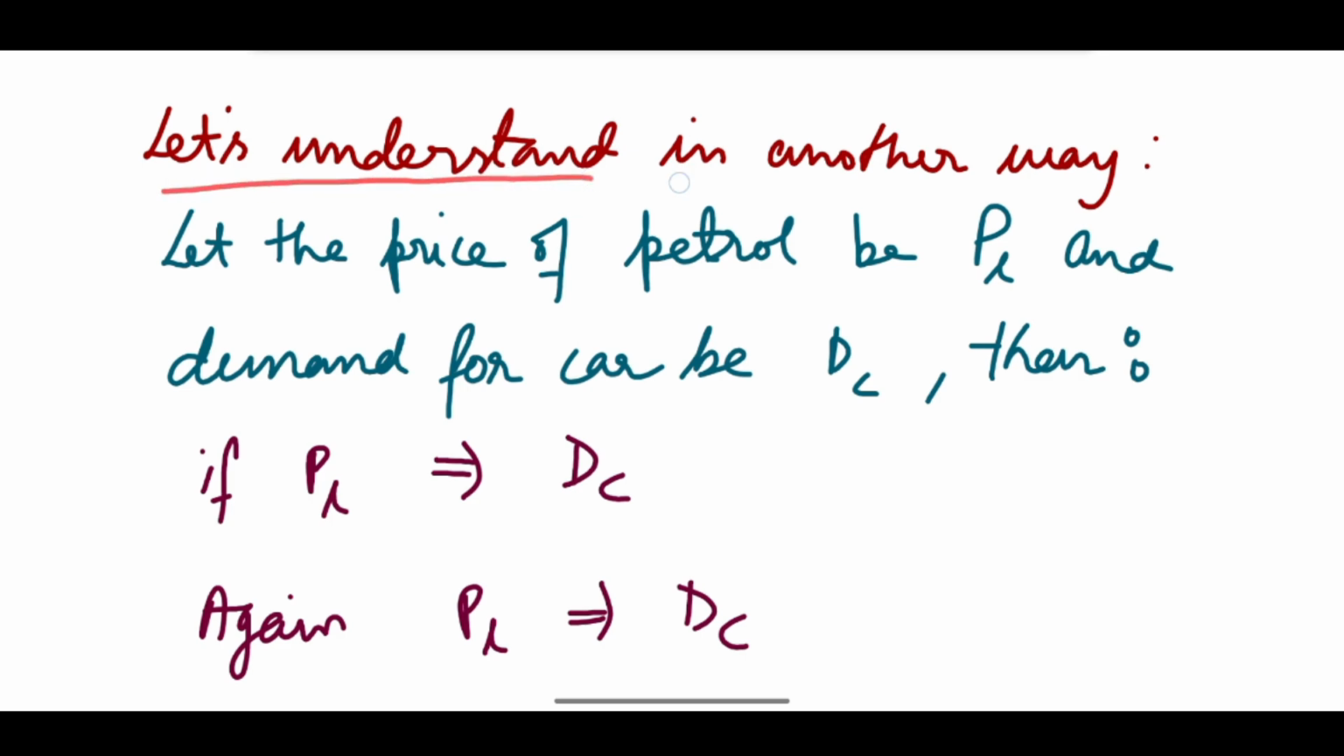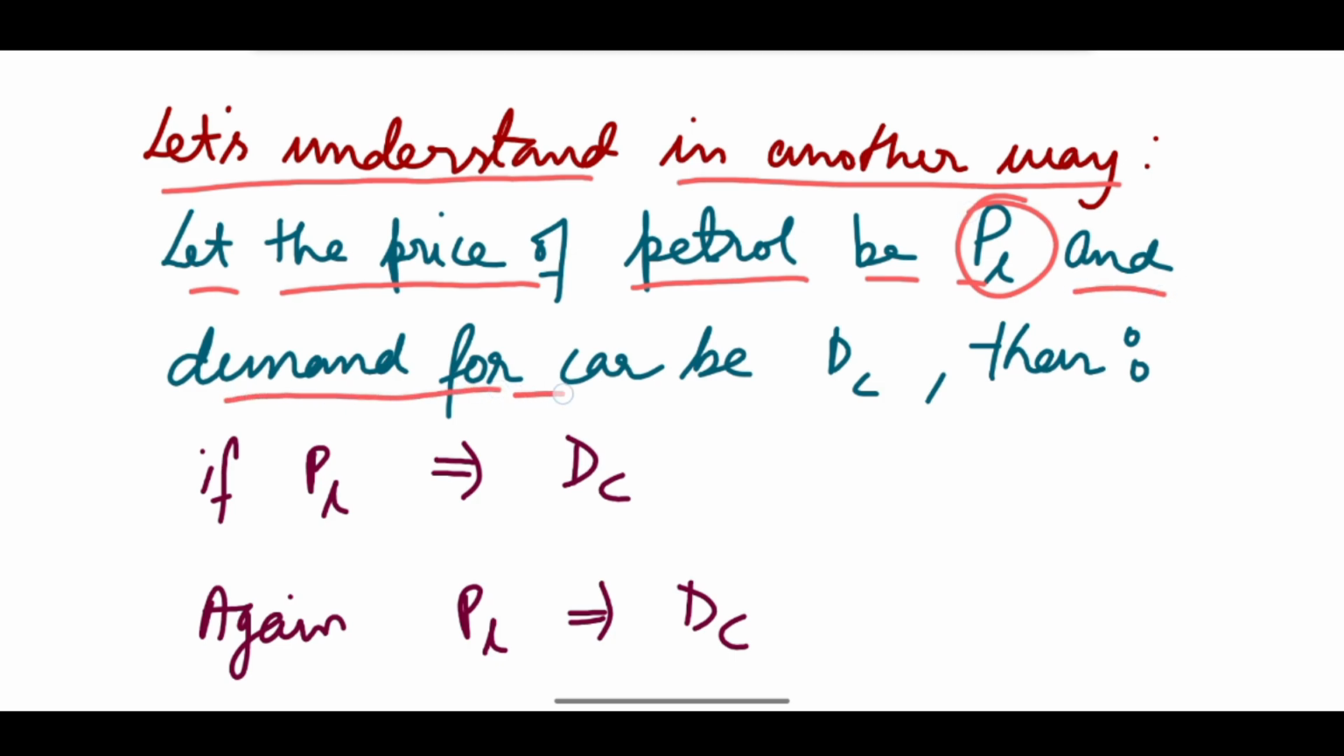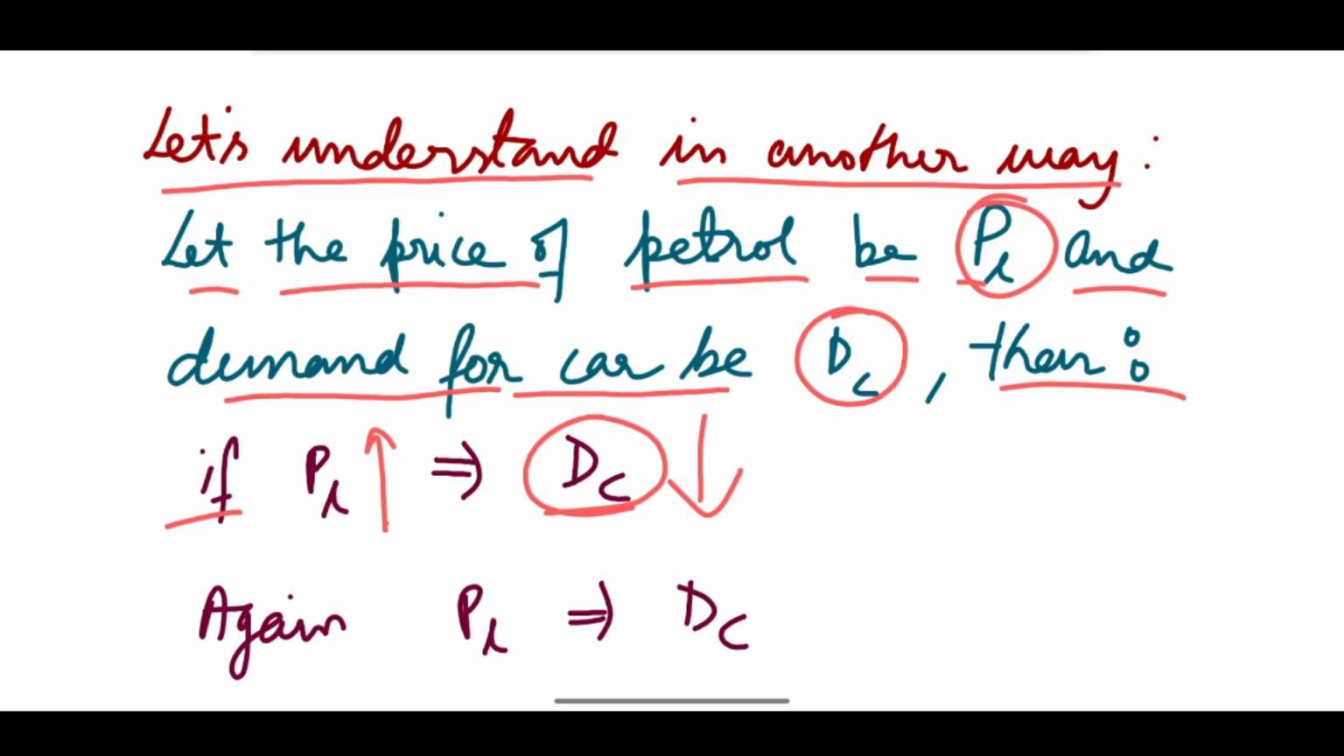Let us understand in another way. Let the price of petrol be P subscript L and the demand for car be D subscript C. Then, if the price of petrol rises, then the demand for cars, which is D subscript C, will fall. And again, if the price of petrol falls, the demand for cars rises.